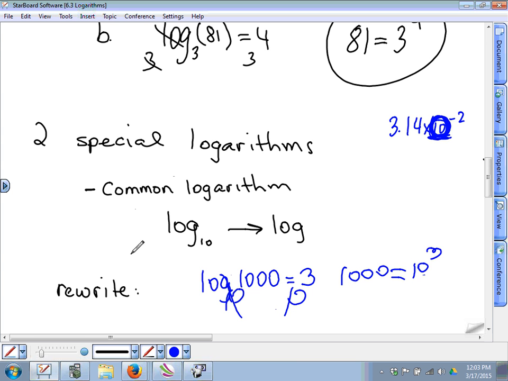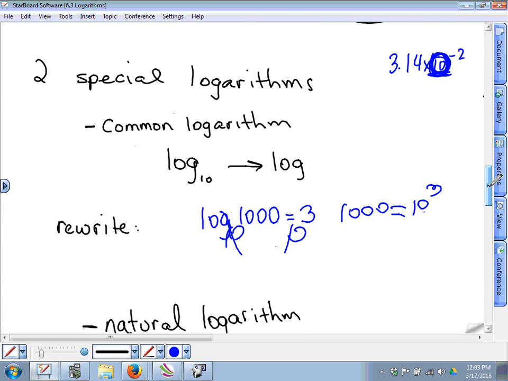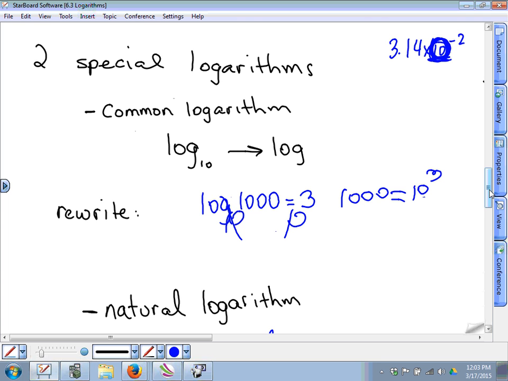Here's the next special logarithm. And if you ask me, this one's even more special. It's called the natural logarithm. It's all natural. There's no preservatives. Natural logarithm.